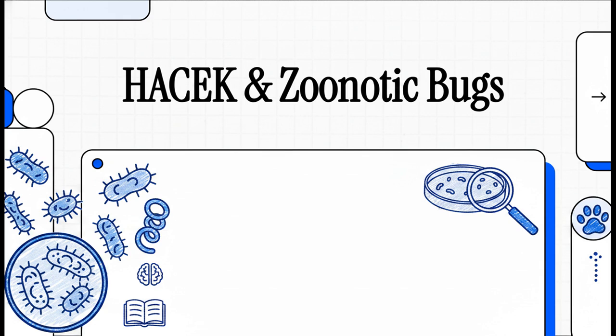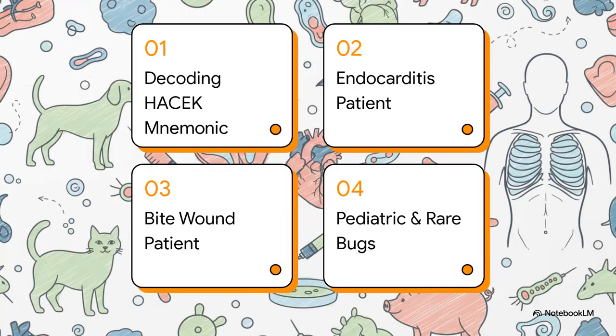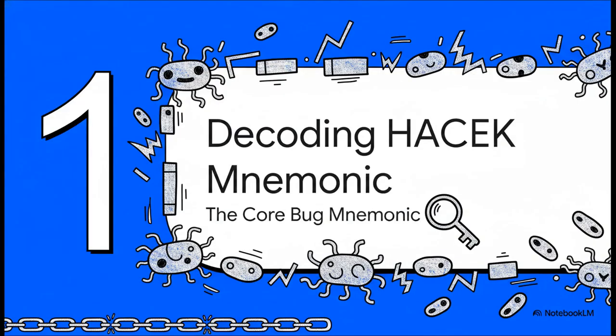So today, we're going to extract the absolute must-know facts from our sources so you can spot these pathogens a mile away. So here's our roadmap for today. We'll start by decoding the HACEK mnemonic, then look at the endocarditis patient, move on to the bite wound patient, and finally wrap up with pediatric and rare pathogens. Let's get to it. Section 1, Decoding the HACEK mnemonic.